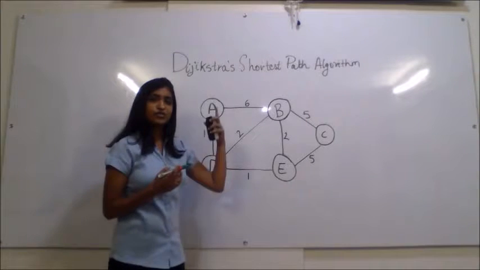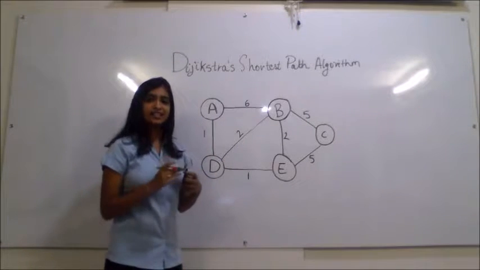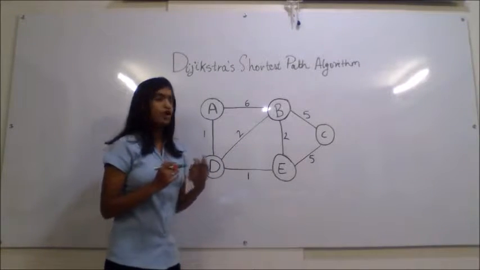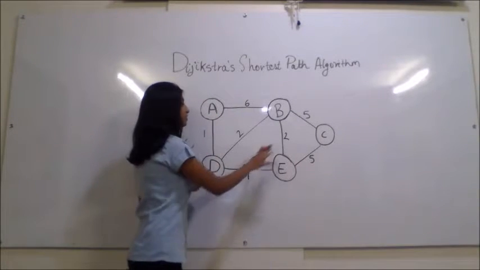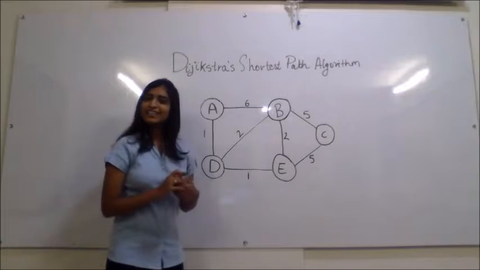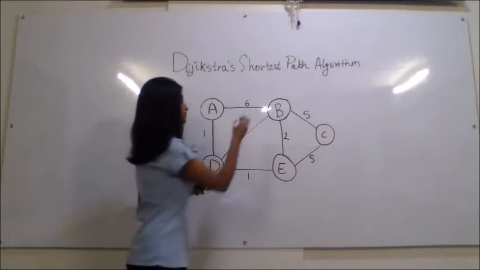For this, you use Dijkstra's algorithm. It's a single source shortest path algorithm which tells you the minimum distance from a source vertex to all the other vertices in the graph. So let's get started with the algorithm.